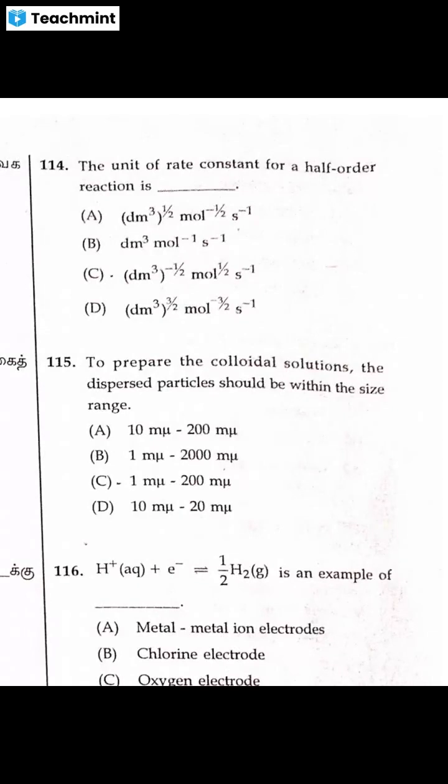Next, the unit of the rate constant for the half order. This is also a direct question in physical chemistry. Okay, that is answer A. For half order, put the power as half. Instead of n minus 1, for half order it is 1 minus n, so put 1 minus half, and you will get it.